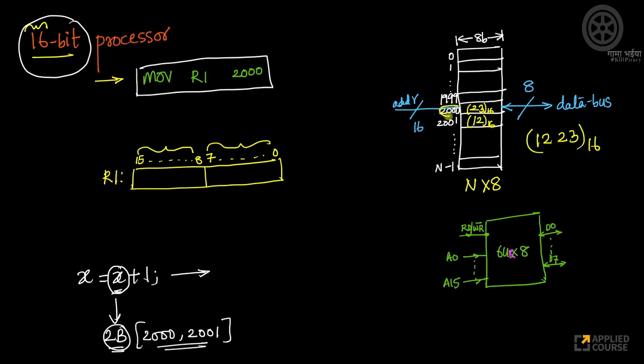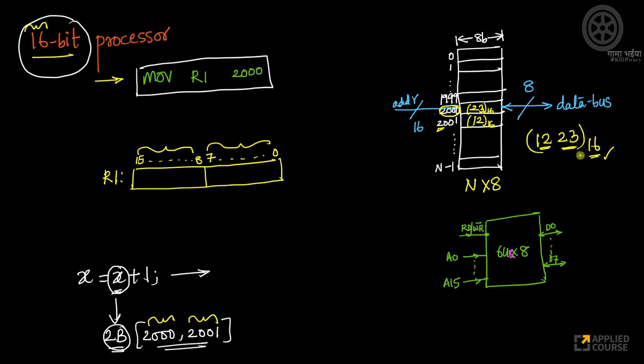Whatever is there in the lower address, I've placed in the lower bits. Whatever is there in the larger address, I've placed in the larger bits. And remember that this number is not decimal. This is base 16. Because my X requires 2 bytes, 2000 and 2001, one way of interpreting this data is to copy 23 into the lower bits and 12 into the higher bits. This is one way of doing it.